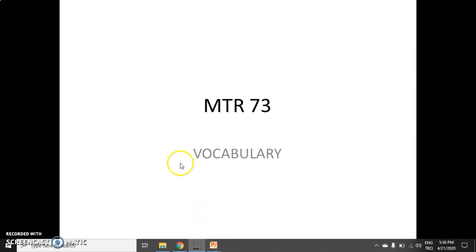Hello everyone. As you can see from the title as well, we're going to look at Mod to Read 73, Text 73. Before we move on to the reading text, I want to go over the vocabulary.